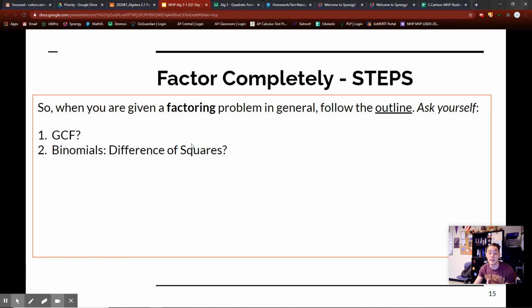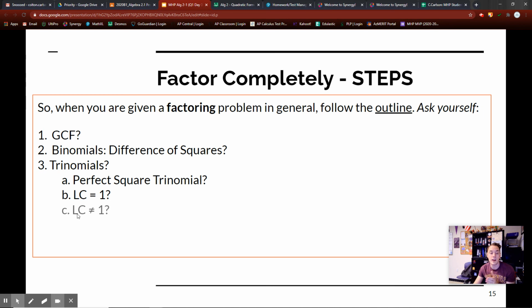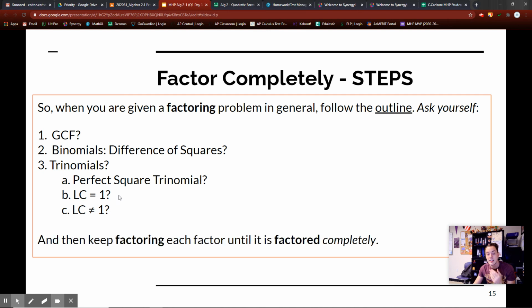Okay? So is it like x squared minus 16? That's a difference of perfect squares, and that's a binomial. Is it a trinomial? And if it is, is it a perfect square trinomial? Is the leading coefficient equal to 1? And is it not equal to 1? You have to kind of go through these logical steps, okay? And then keep factoring until it is factored completely.